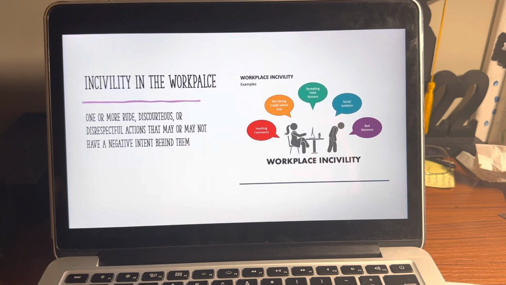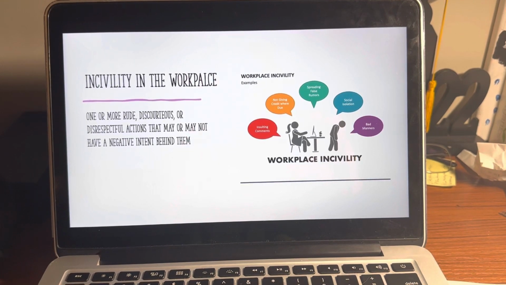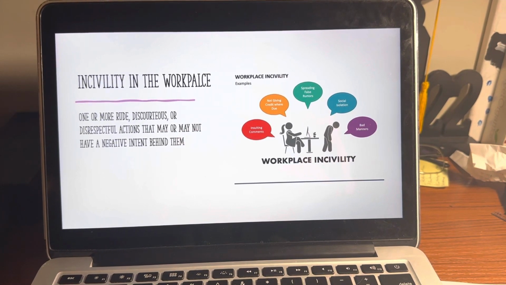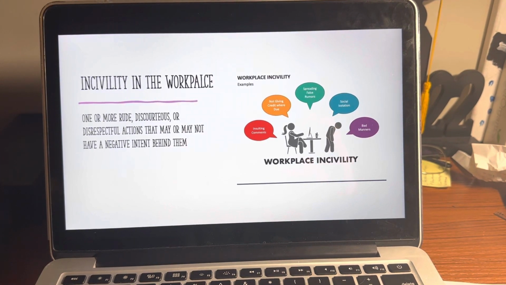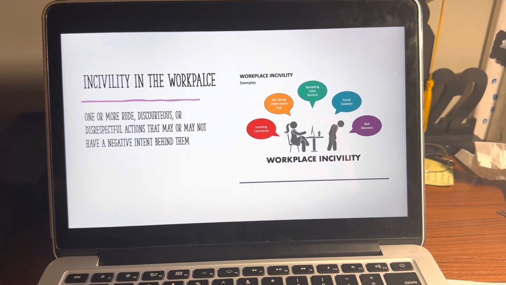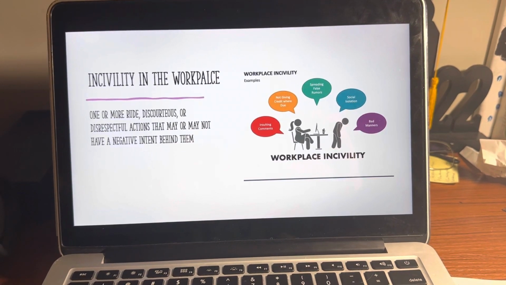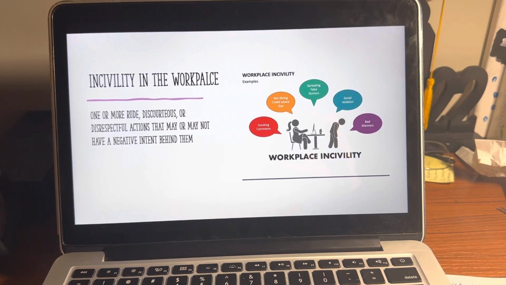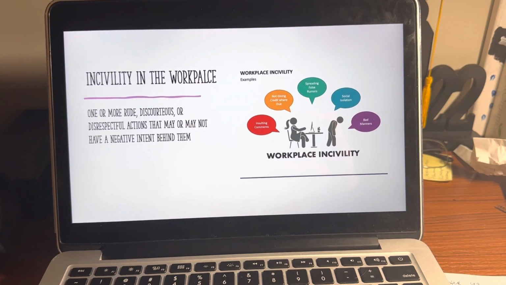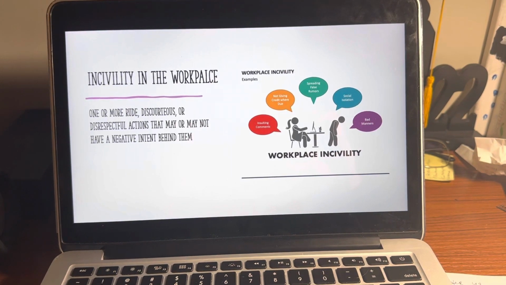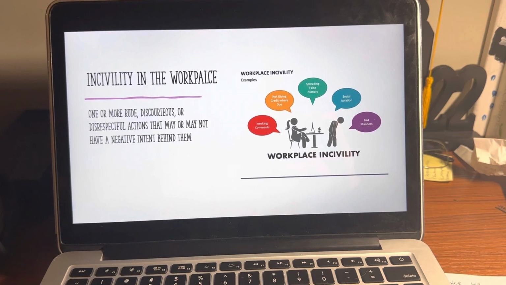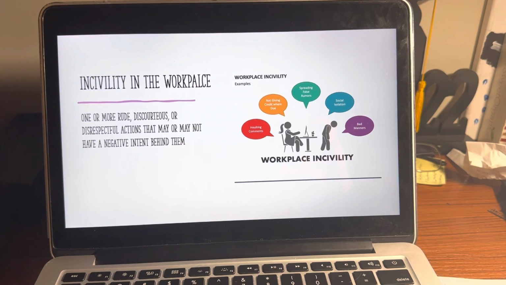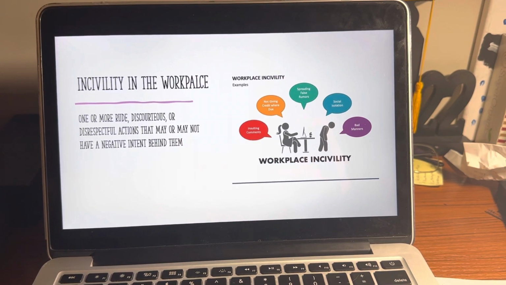Incivility is the second type of inappropriate behavior in the workplace. Incivility is one or more rude, discourteous, or disrespectful actions that may or may not have a negative intent behind them. Examples of incivility can be insulting comments, not giving credit when it's due, spreading false rumors, social isolation, and bad manners.